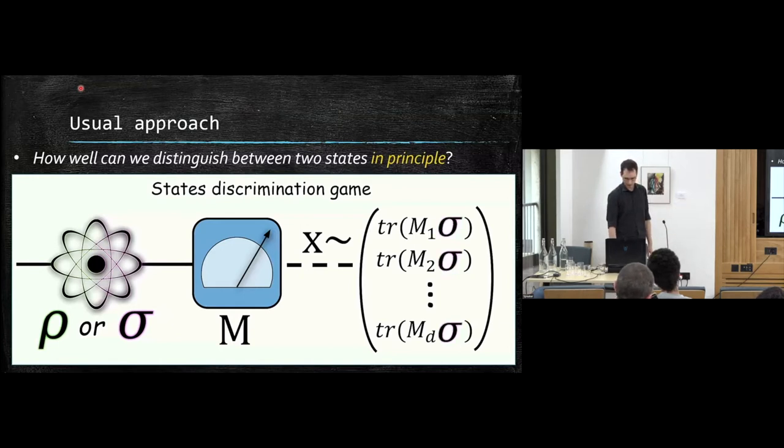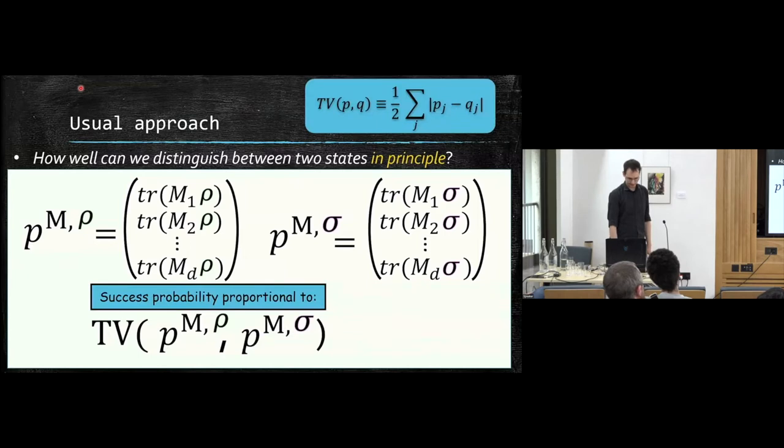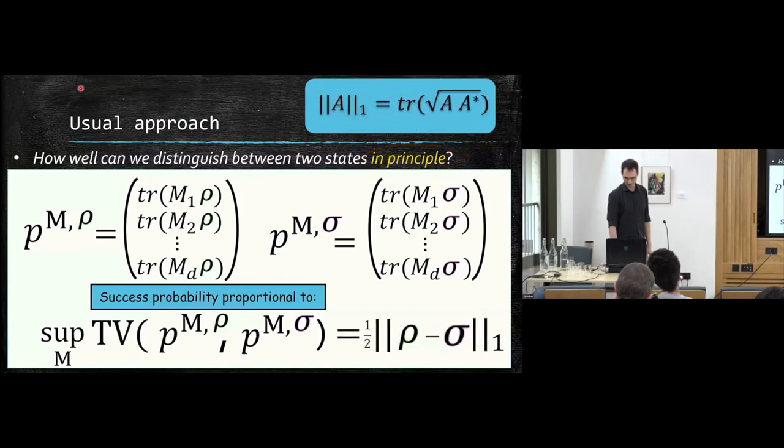it's from this. So what we essentially have is that this task of distinguishing between states reduces to the classical task of distinguishing between probability distributions. Let me call this probability distribution like this, with index rho, this with index sigma. And the success probability of the discrimination is proportional to the total variation distance between the two probability distributions. So this tells you how well you can do. And the question is how well you can do this in principle. So what you want to do is devise an optimal strategy. Therefore, you can just maximize over measurements. And what is well known is that this optimal success probability of distinguishing between the two states is proportional to the trace distance between those states.